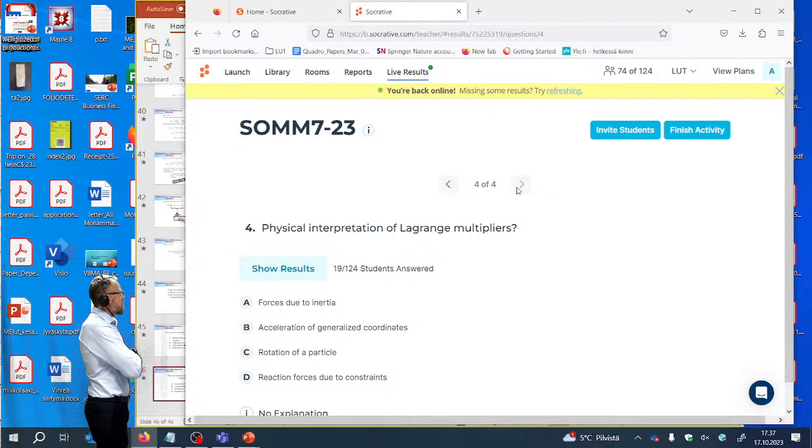Physical interpretation of Lagrange multipliers. So it's associated to something. So it was associated to, what was it? Price you have to pay. Yeah, price you have to pay. What is a price you have to pay? That's what it is. A price you have to pay because of constraints. You already answered it.